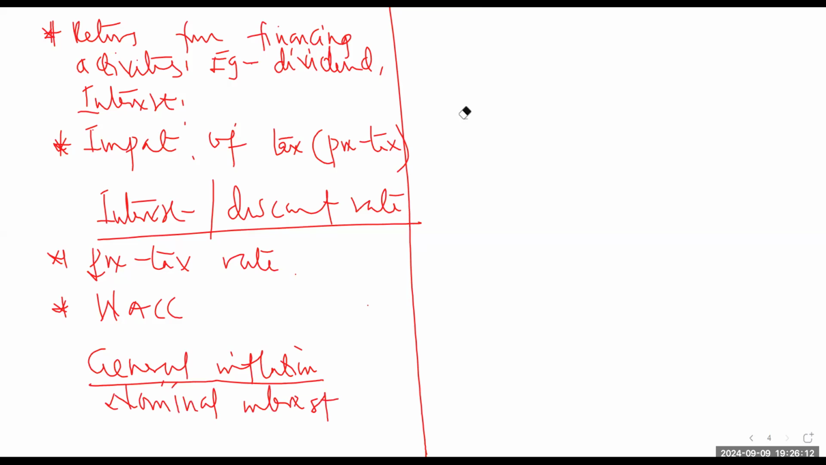Okay, so if the question says that the cash flow has been adjusted or estimated, taking into consideration the impact of general inflation, then we use a nominal interest rate. But if they have been estimated without the impact of inflation, we use what we call the real interest rate. Okay, the real interest rate.